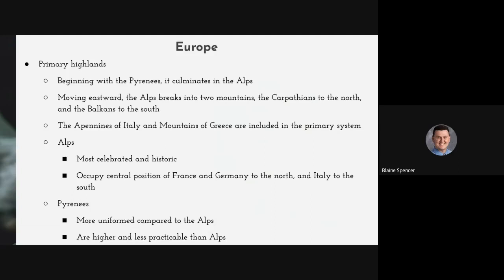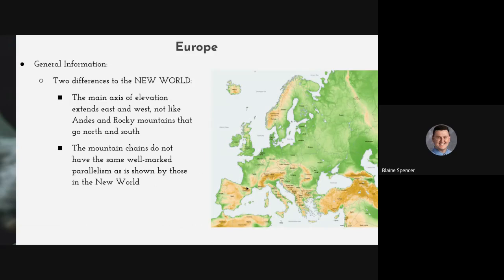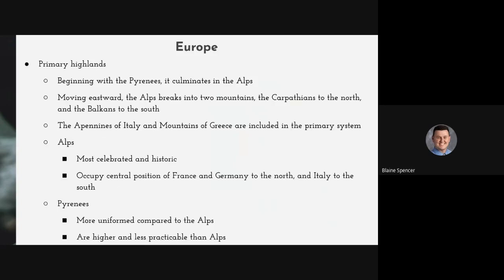Okay, so I'm going to go back real quick. So here we go. The Pyrenees, it's right here. The Alps are up here. The Apennines of Italy right here. Mountains of Greece right here. But then we see the Carpathians are right here. Okay, it splits. These are to the north. To the south right here are the Balkans. Okay, so we see these are the primary regions of the primary highlands of Europe. My bad.